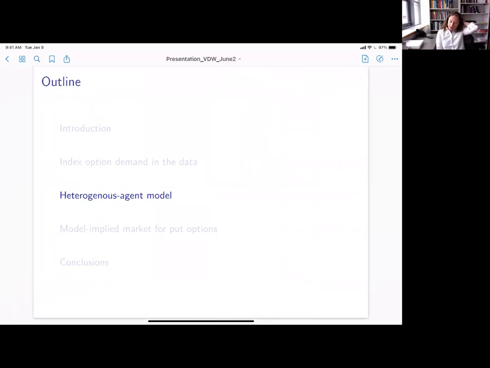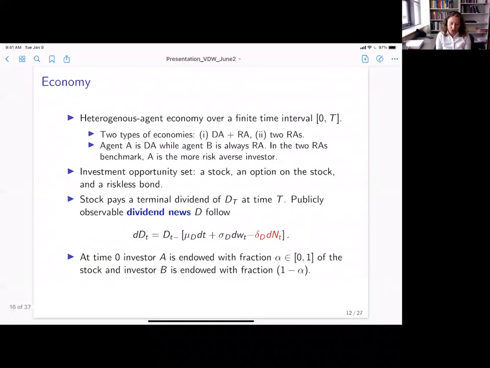Now let me go forward and speak about the model. It will be a heterogeneous agent economy that we study over a finite horizon. I will actually show you results for two types of economies. The main one will be the disappointment averse agent and the risk averse agent interacting together. But to benchmark ourselves and to understand where exactly the results are coming from, we will also consider a benchmark economy with two agents that are both risk averse and have heterogeneous degrees of risk aversion.